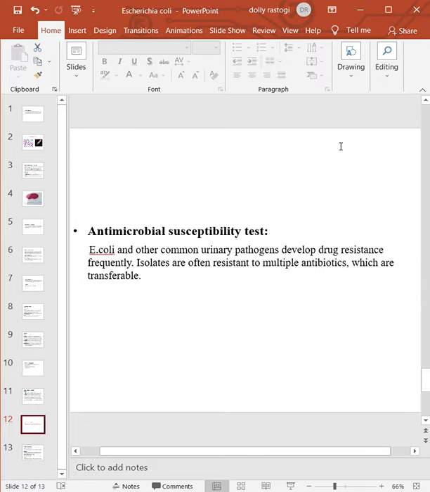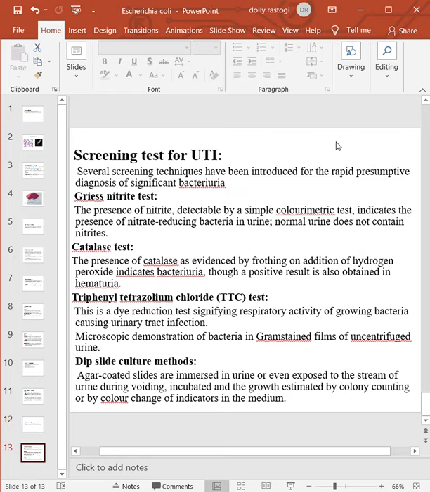Next, we can do the antimicrobial susceptibility test. E. coli and other common urinary pathogens frequently develop drug resistance, so the isolates are often resistant to multiple antibiotics. Further, we can do screening for UTI. This includes the catalase test, triphenyl tetrazolium chloride test, dip slide culture test, and Griess nitrite test.